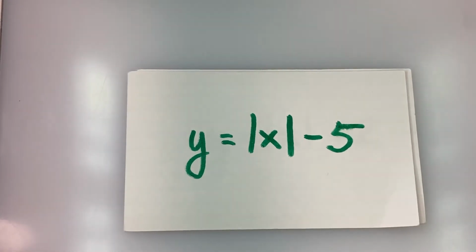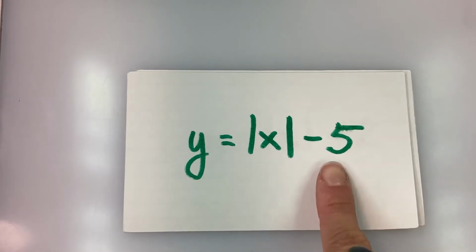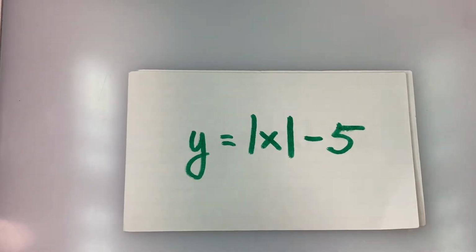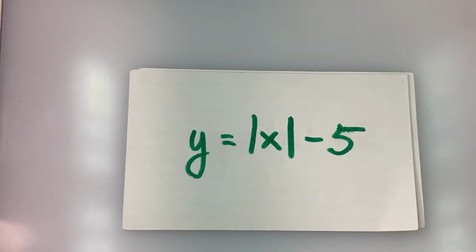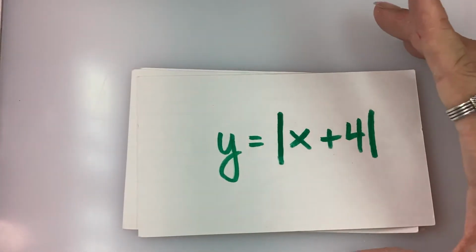For this one, we've got another absolute value function. This -5 is on the outside, so think of my arm going down. This would move our function down 5 units.